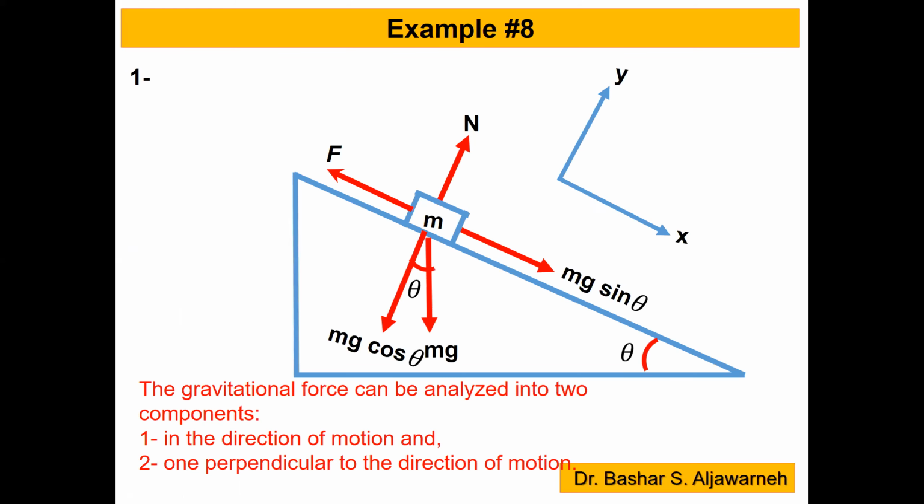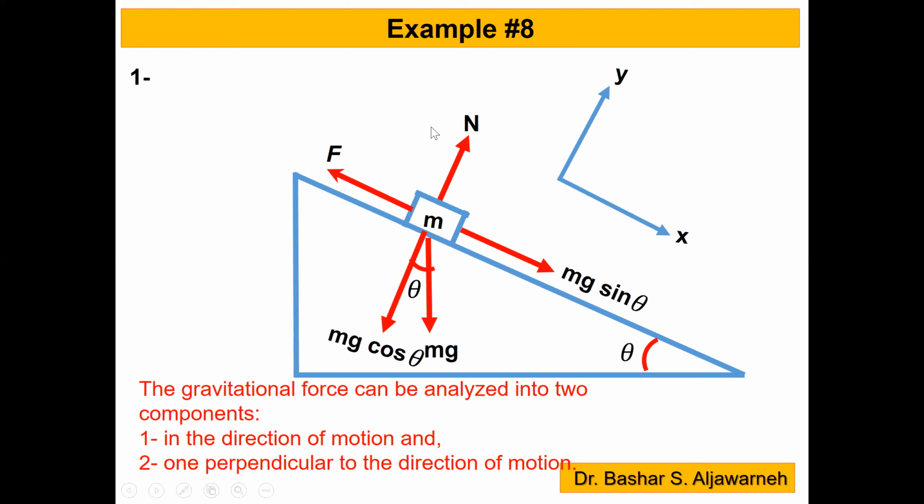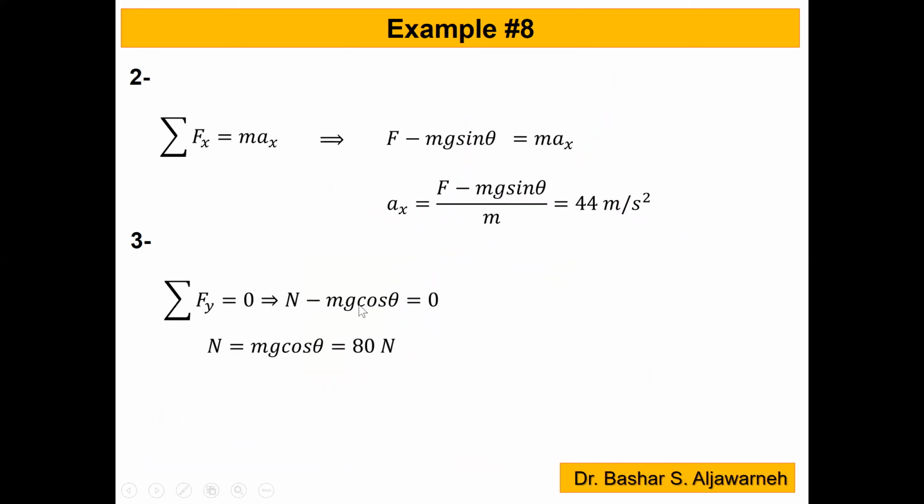Now to find the normal force, as I mentioned before, we are looking at the y-axis, and there is no motion along the y-axis. So the net force along the y-axis equals 0, and we have only two forces: normal force positive, mg cosine theta negative. So N minus mg cosine 37 equals 0. Plug in the numbers, and you will end up with a normal force equal to 80 Newton.